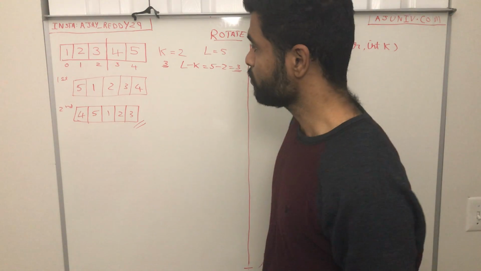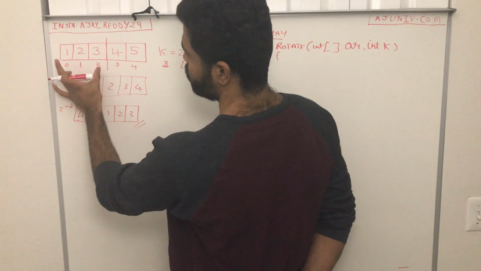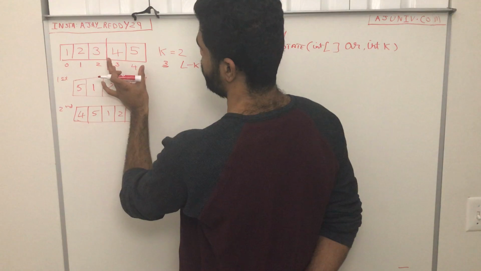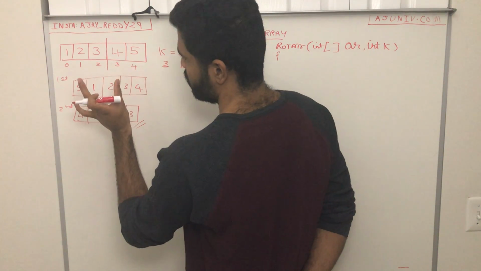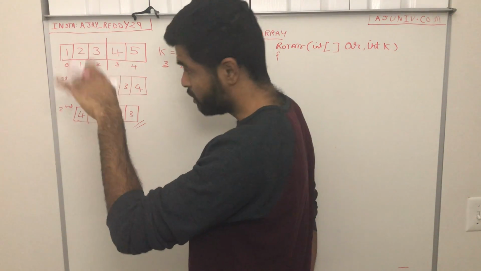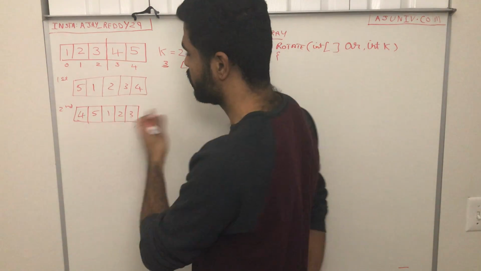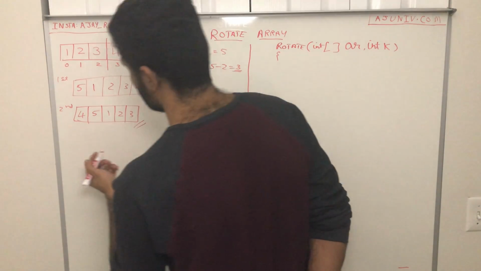Now you have to reverse this sub-array. Next you have to reverse this other sub-array, and then you have to reverse the complete array. So you will get the output. Let's see how we can do that.